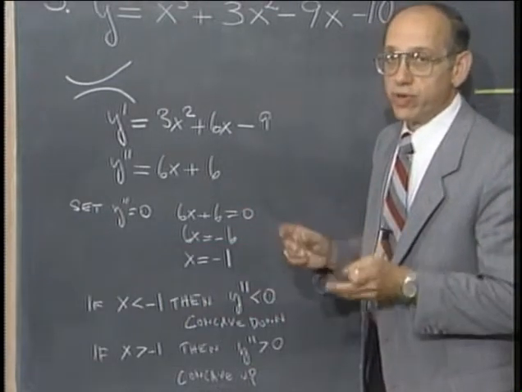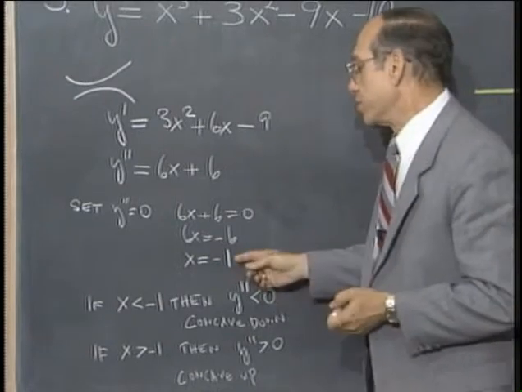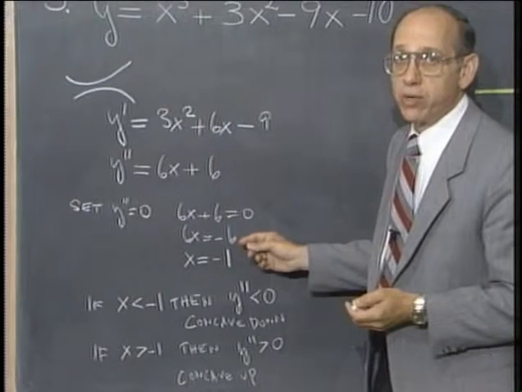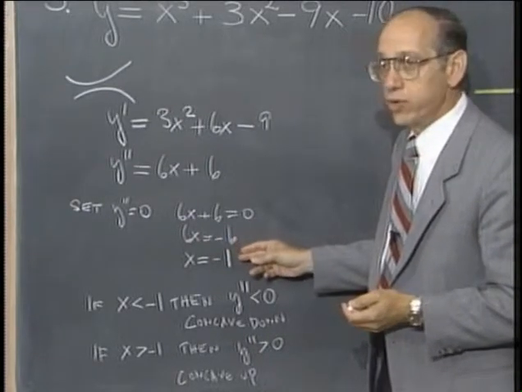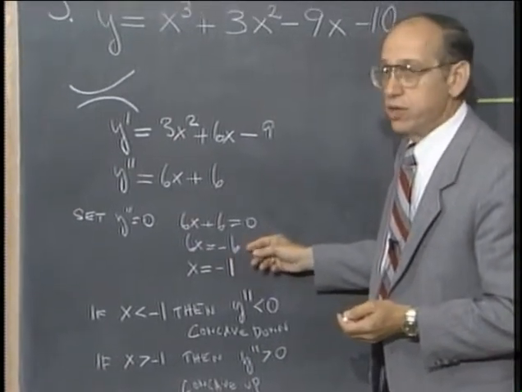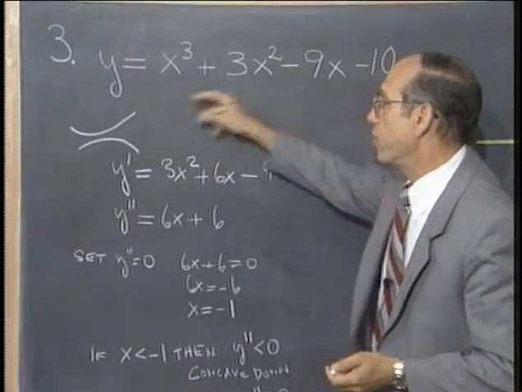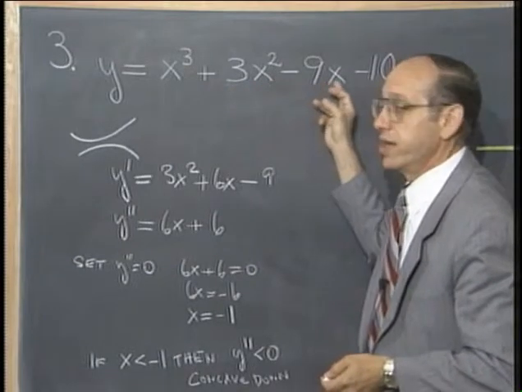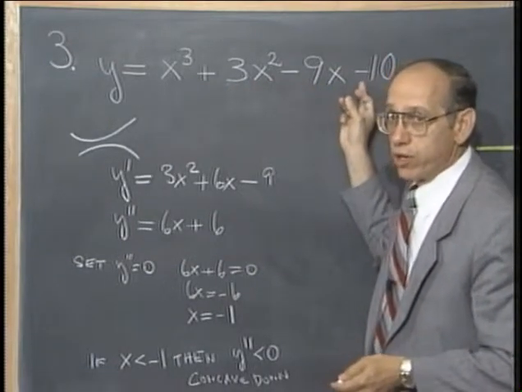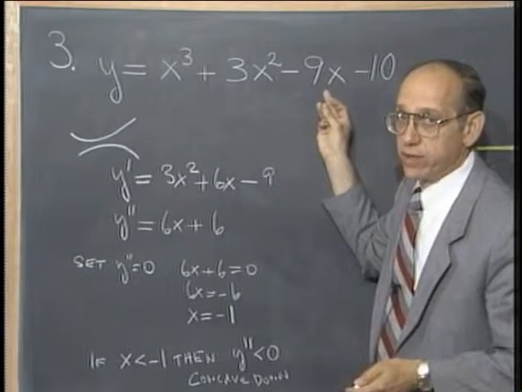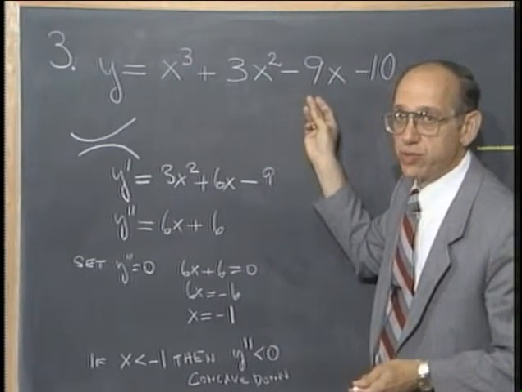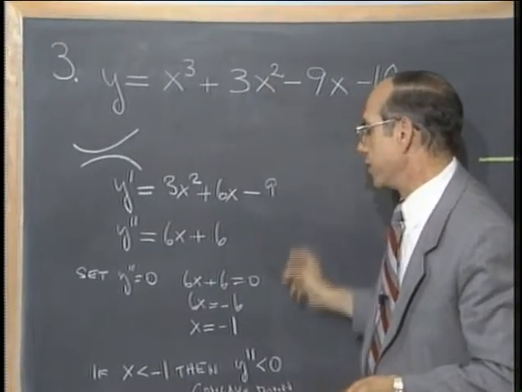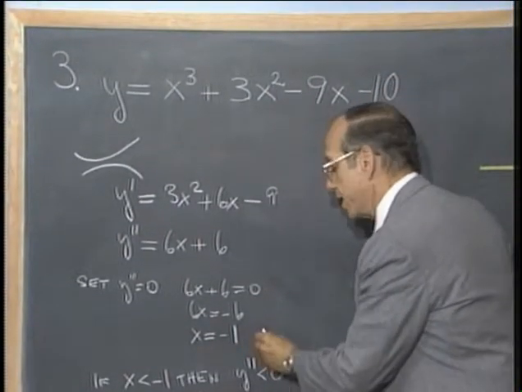Since it's a point, we really should know its coordinates. So when x equals minus 1, I'd like to know the y-coordinate. Where am I going to get the y-coordinate from? I have to get the y-coordinate from the original equation, which gives the relationship between x and y. Here I have y equals x cubed plus 3x squared minus 9x minus 10. And if I want to know the value of y when x equals minus 1, I simply substitute minus 1 into this equation. Let's see if we can do that in our heads and put the answer right down here next to the x equals minus 1.